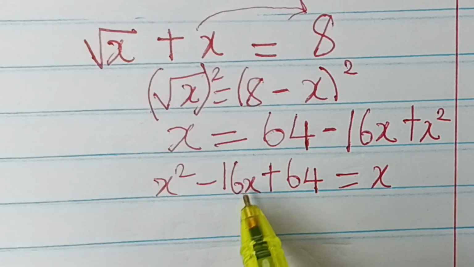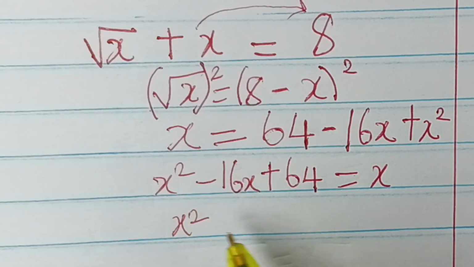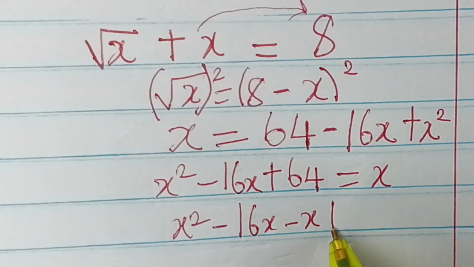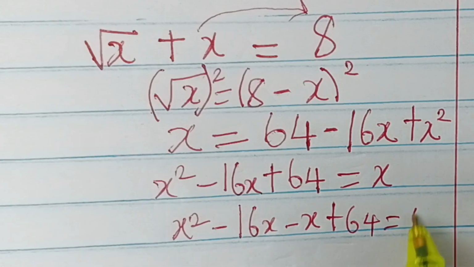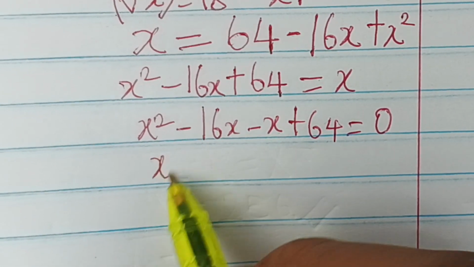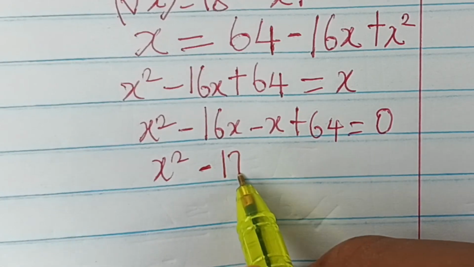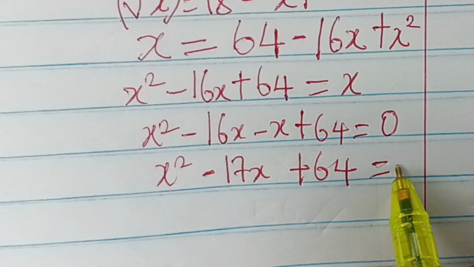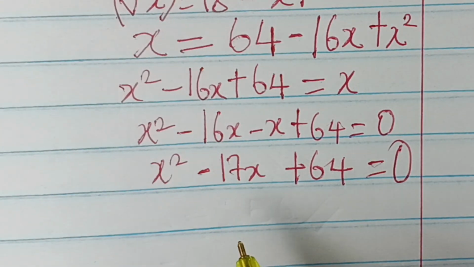Now, if I move x to this side, I have x squared minus 16x minus x plus 64 is equal to 0. Invariably, I have x squared minus 17x plus 64 is equal to 0.